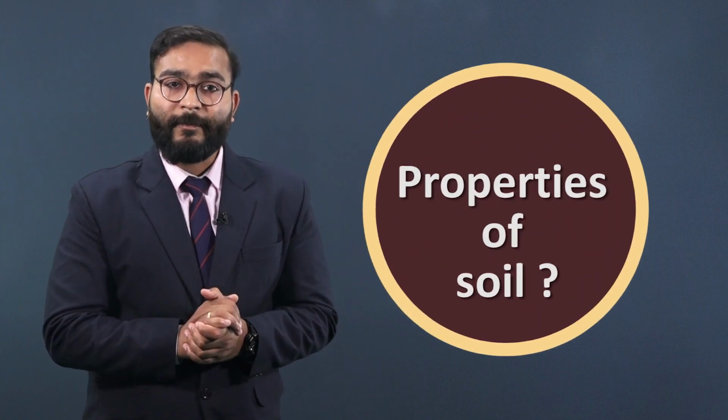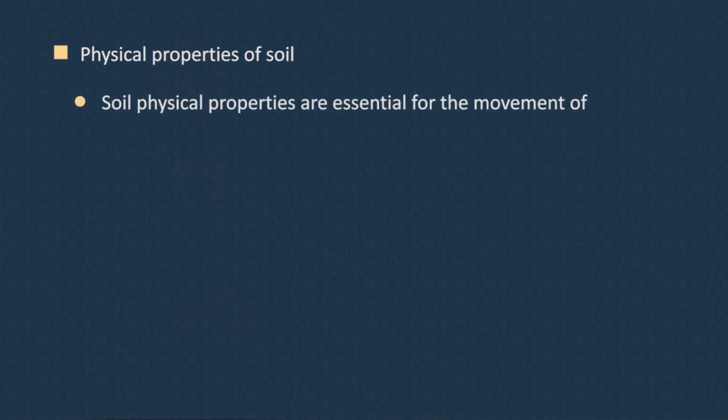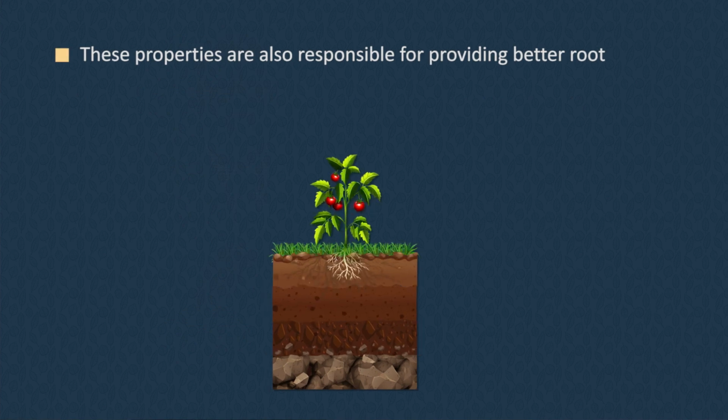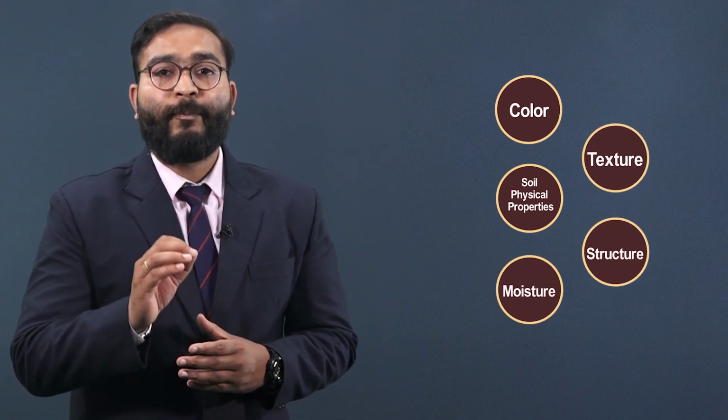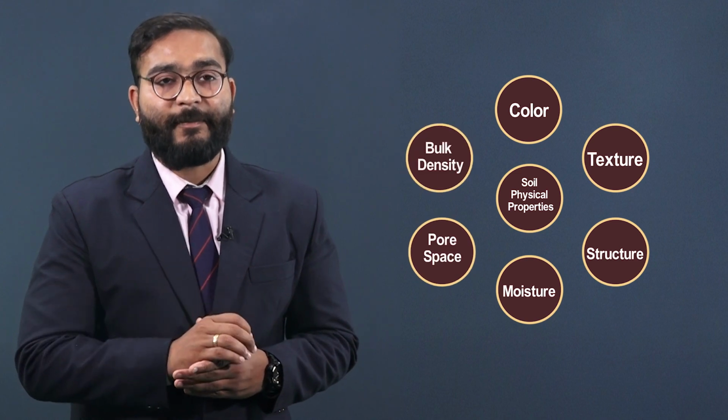Student, let us now look into the various properties of the soil. First, the physical properties of the soil. Soil physical properties are essential for the movement of water, air, nutrients and also for heat transmission. These properties are also responsible for providing better root anchorage to plants. Student, so let us look one by one at these different physical properties: color, texture, structure, moisture content, pore space and bulk density.